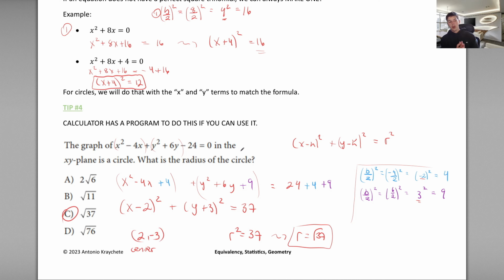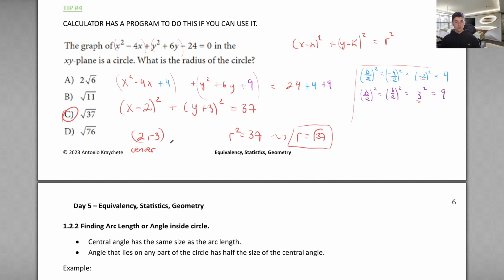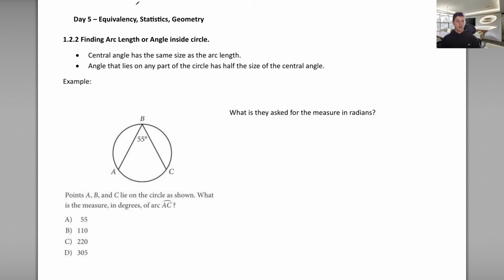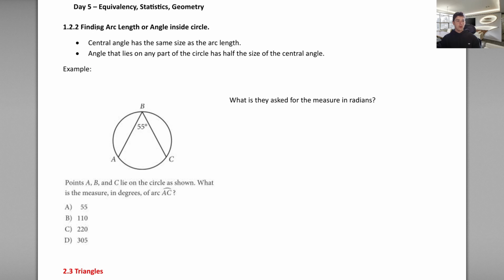And again, we do have a calculator that can run a program and solve for this without you knowing how to complete the square. I'm just showing you how to do it in case you need to, all right? But we do have a program, and if you have classes with me, I will download these programs in your calculator, okay? So let's go ahead and do some find arc length or angle inside a circle.